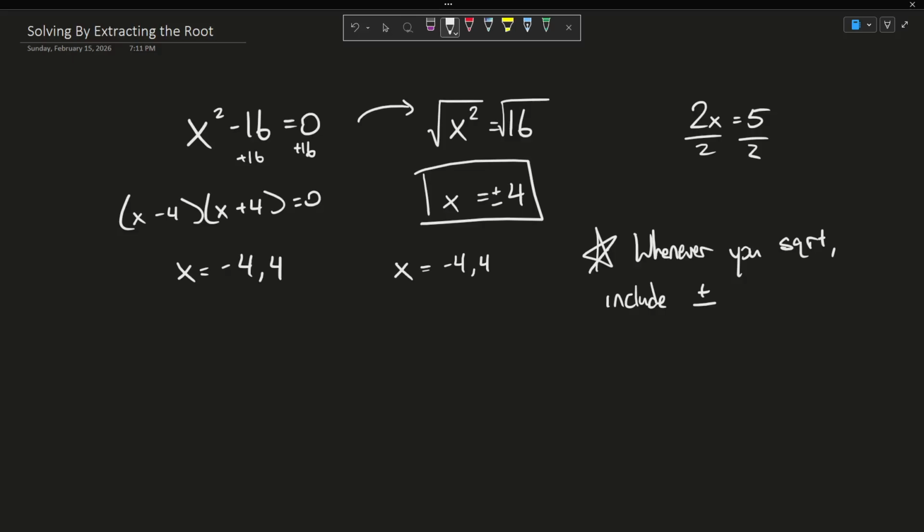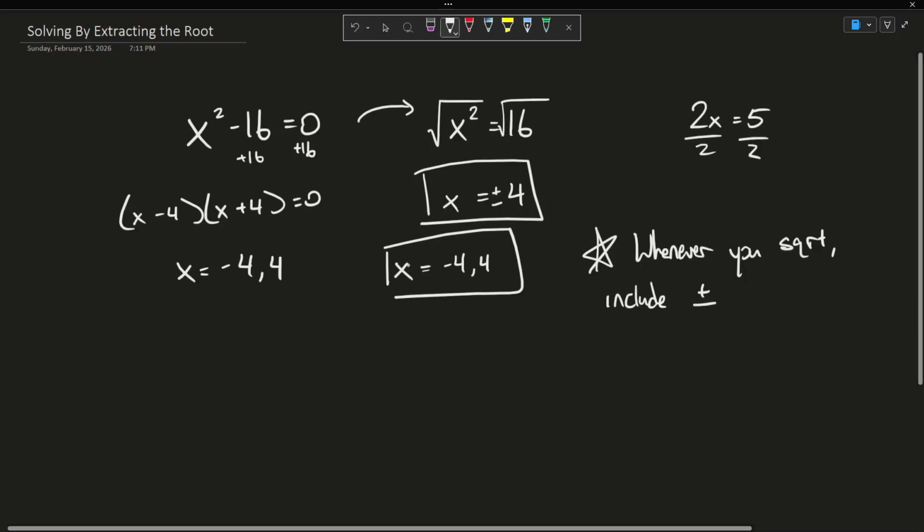Writing it spread out like this also works. But we have positive and negative 4 as my answers. This is called extracting the root. We want to solve algebraically by getting rid of the square, by finding the root of my value.